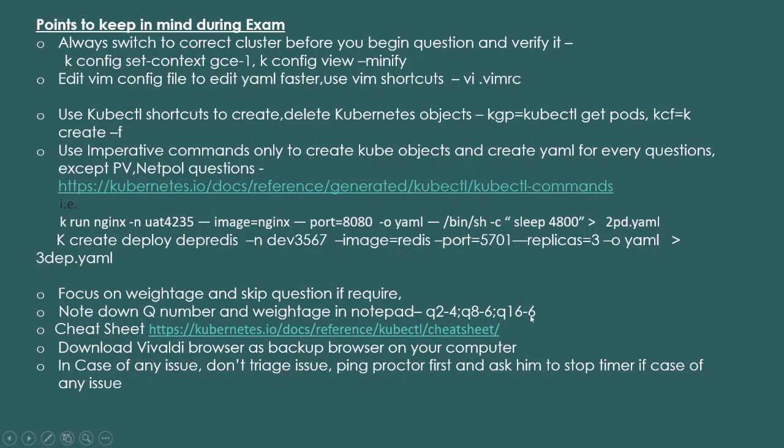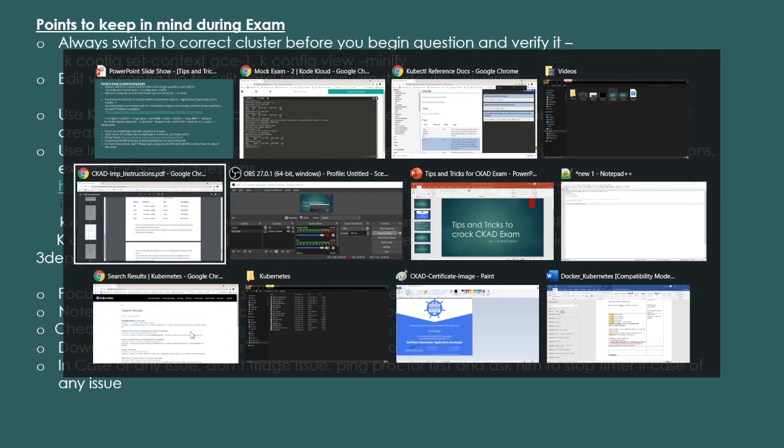Once you complete all 19 questions, you can revisit the missing or skipped questions based on the weightage. In this case, I will go for question number 16 first because it has a weightage of 6, then maybe question 8 and question 2. So always note down the question number and the weightage so you can quickly revise it. Also, Kubernetes provides a cheat sheet. If you don't know, there is a cheat sheet provided by Kubernetes.